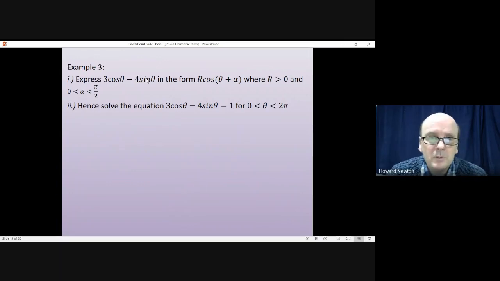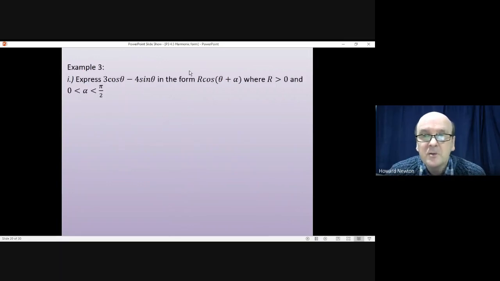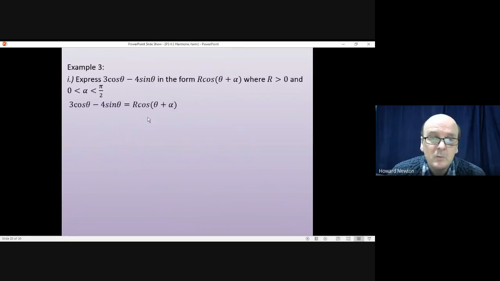Okay, part 1 we'll do first. And we need the addition formula for cos(theta plus alpha) this time. Well, the addition formula for cos(A plus B) is cos A cos B minus sine A sine B. So when it's theta and alpha, it's cos theta cos alpha minus sine theta sine alpha. From then on, the method is exactly the same.